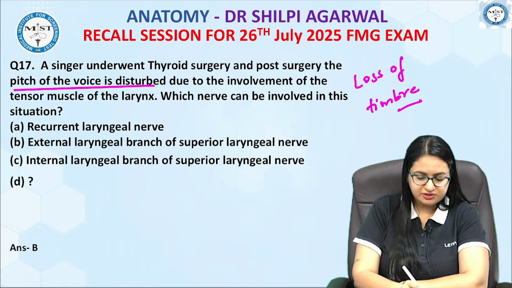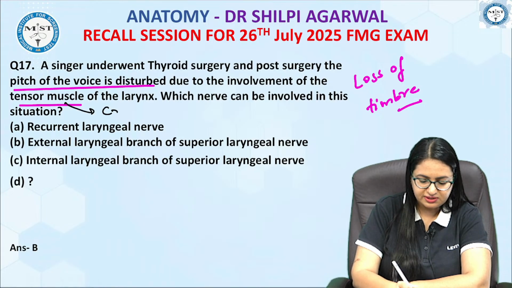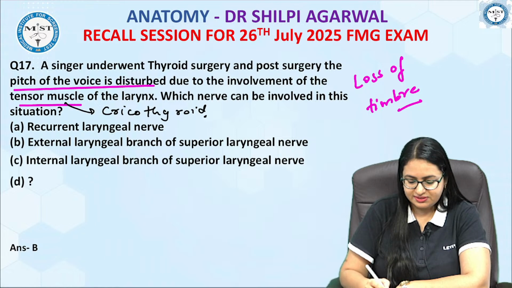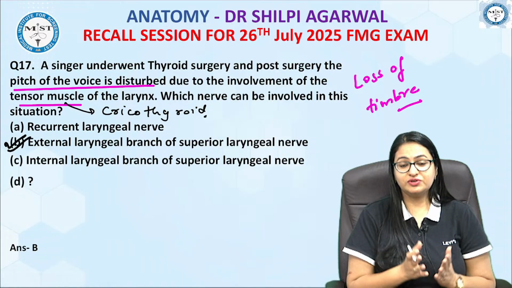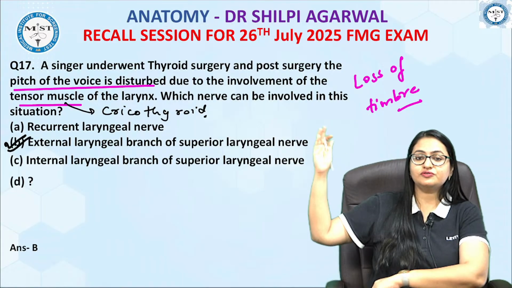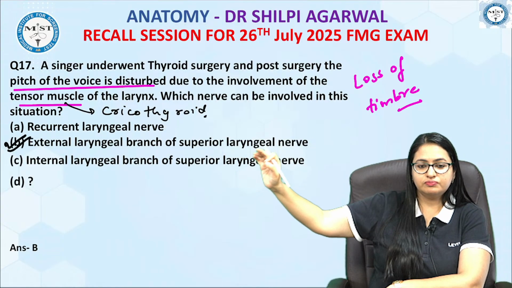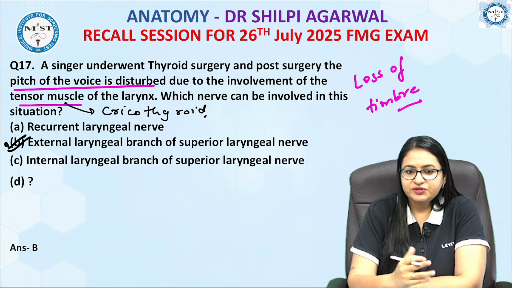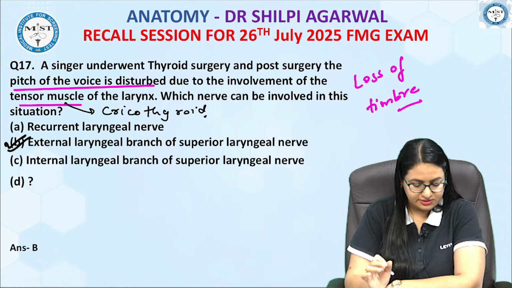As well, they have mentioned an involvement of a tensor muscle, and the tensor muscle of the larynx is cricothyroid. We know that the cricothyroid is supplied by the external laryngeal nerve, which is a branch of the superior laryngeal nerve. So both points are telling us that the answer is the external laryngeal nerve. Whenever the external laryngeal nerve is injured, the pitch or timbre of the voice is slightly disturbed.